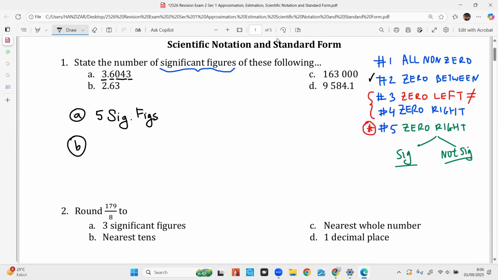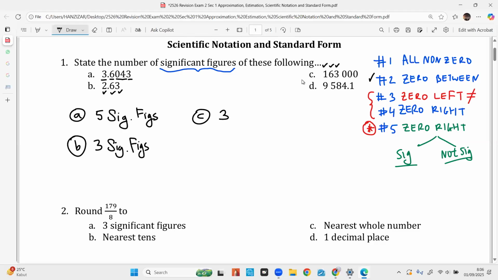B is also simple, non-zero. Every digit is non-zero. Therefore, 3 significant figures. Okay. Next, guys. Question 1C. 1, 2, 3. So it's 3 significant figures just for sure.